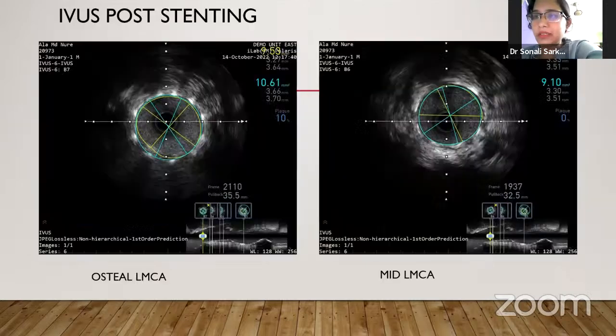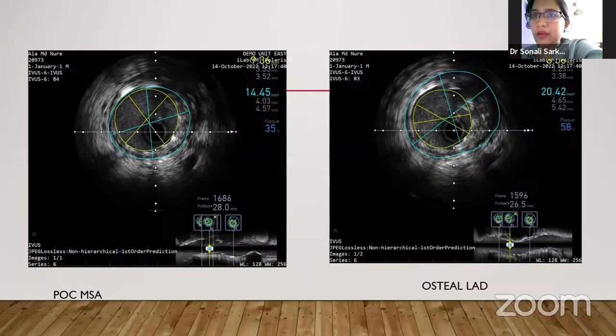The next slide, please. Next slide. So post stenting the ostial left main, the MLA was more than 9.5. And the next slide. And the POC was more than 9. The ostial LAD was more than 8. So according to the rule of 5, 6, 7, 8, like 5 for the ostial LCX, 6 for the ostial LAD, 7 for the POC, and 8 for the left main, we were satisfying that criteria.